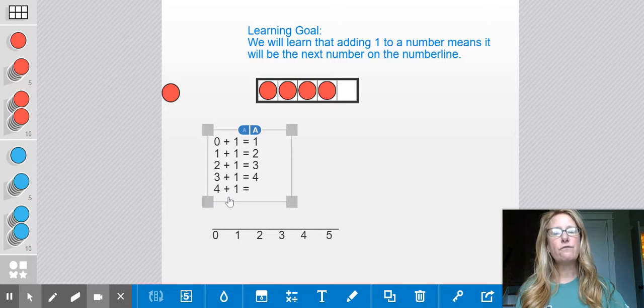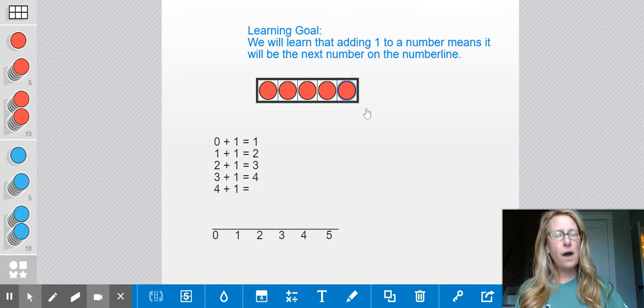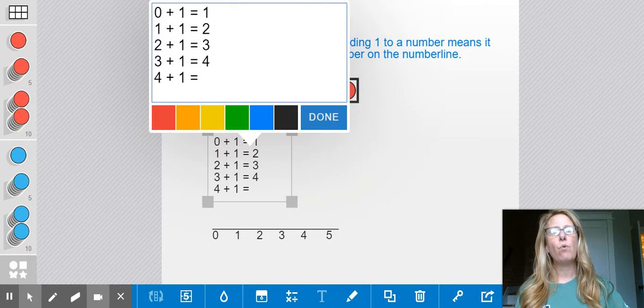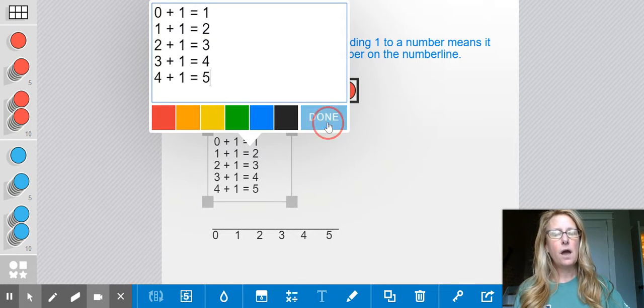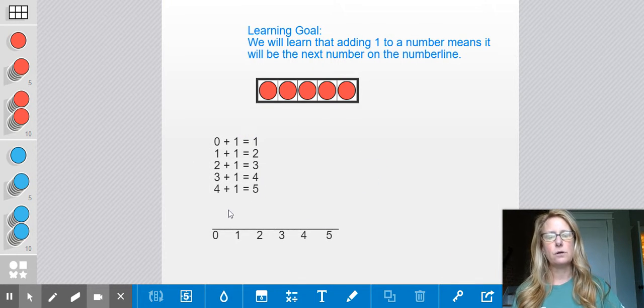Now I have 4 plus 1. I have 4 counters. When I say 4 and I add 1, it's the very next number I count, or 5. Yes, 4 plus 1 more is 5. I want you to notice the pattern, boys and girls. When you start with a number and you add 1, it's the very next number on the number line or the next number that you count.